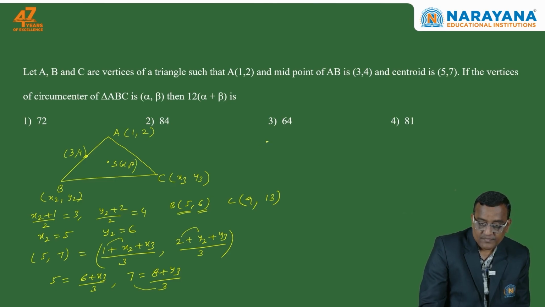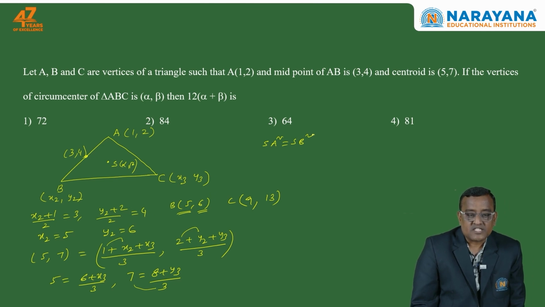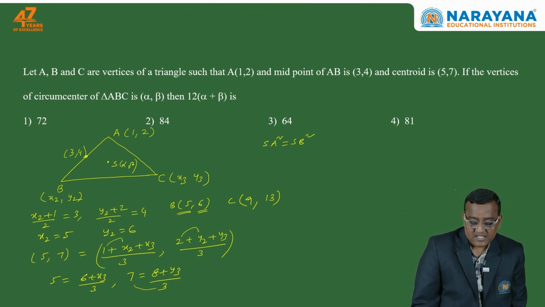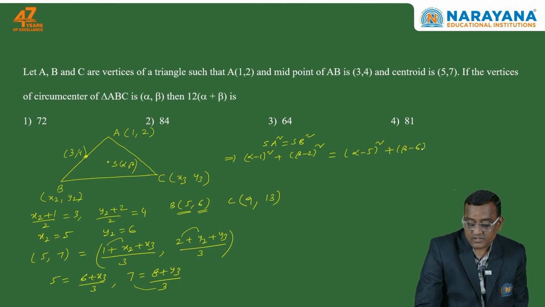And we know SA square is equal to SB square. If S is the circumcenter, it is equidistant from the vertices of a triangle. So SA is equal to SB, squaring on both sides, we get SA square is equal to SB square. That is (alpha minus 1) whole square plus (beta minus 2) whole square is equal to SB square. Here B is (5, 6): (alpha minus 5) whole square plus (beta minus 6) whole square.